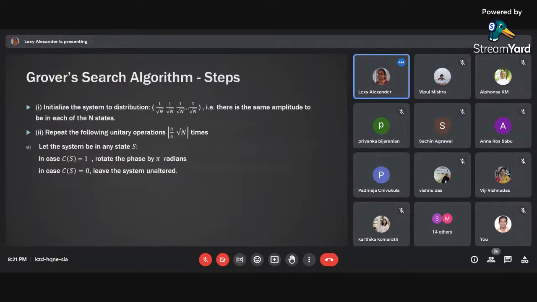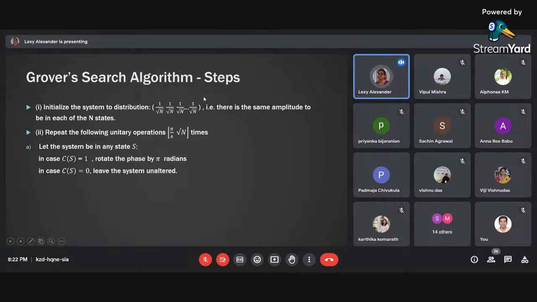So what are the steps now? First, you have the initialization state, in which all states are in 0. Then we make it into an equal distribution system, so we apply the Hadamard gate. Everybody will have the amplitude equal to 1 by square root of n. So all the n linear combinations will have 1 by square root of n. Now we have to repeat the following 2 steps pi by 4 square root of n times. That is order of square root of n; the actual value is the floor of pi by 4 into square root of n.